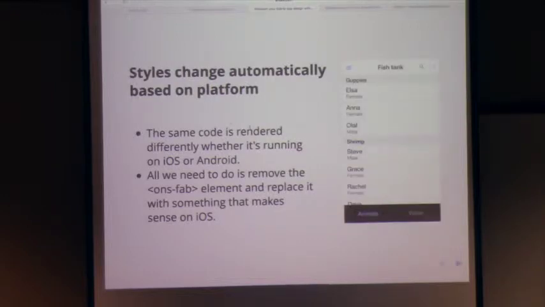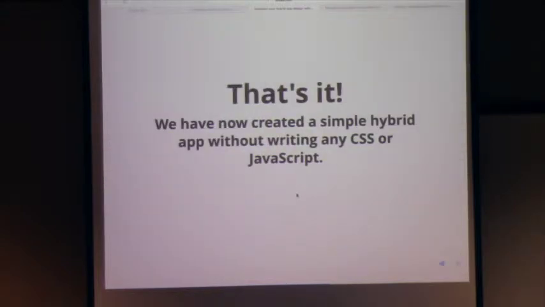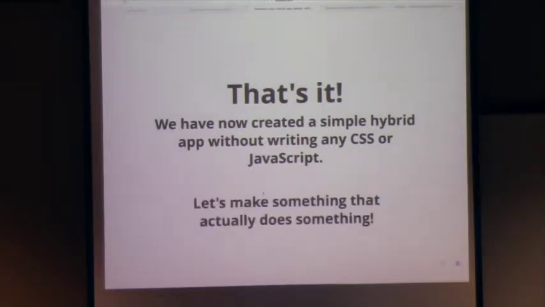So we get something like this if we run it on iOS without changing any code. The only thing we need to do is to remove the tab, because the floating action button doesn't really exist in the iOS world. There's no equivalent. So we would have to write some conditional code, maybe put a button instead of the floating action button to perform the same action. So that's it. We have now created a UI for the app, and it's automatically switched depending on the platform, and we haven't written any CSS or JavaScript to do this.